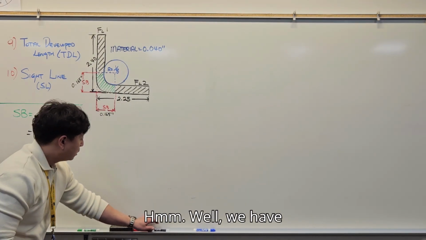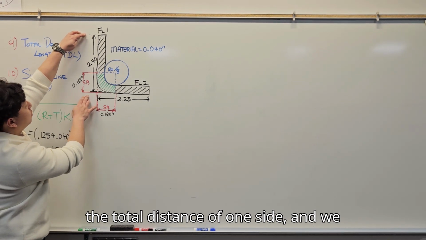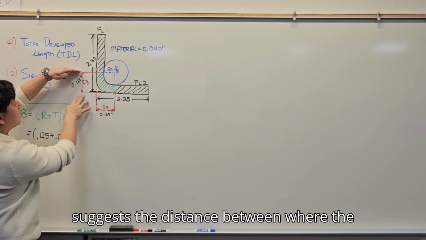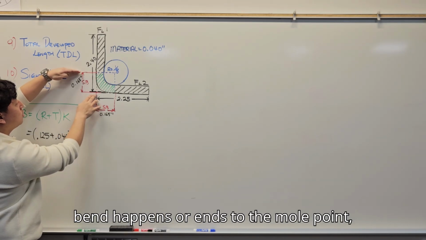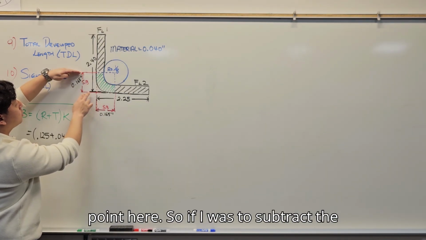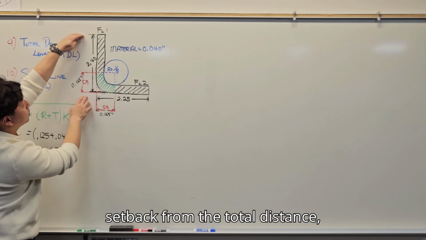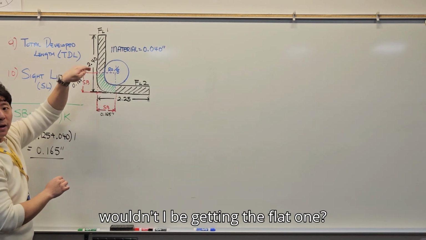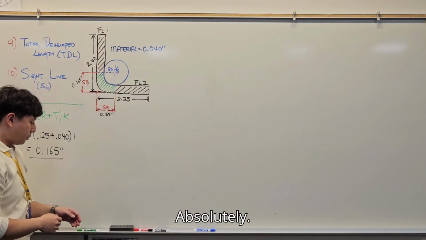Well, we have the total distance on one side, and we also know what our setback is. Setback suggests the distance between where the bend happens or ends to the null point, where it happens to be the exact same point here. So if I was to subtract the setback from the total distance, wouldn't I be getting the flat 1? Absolutely.